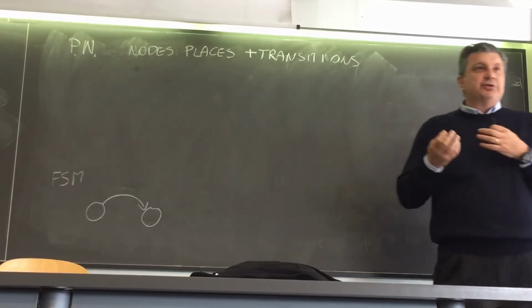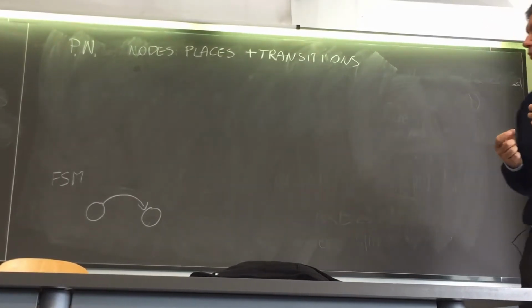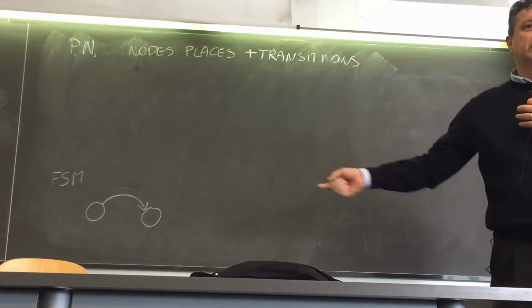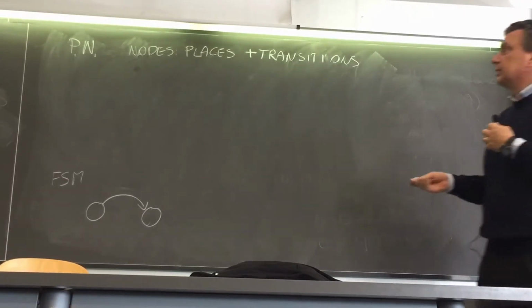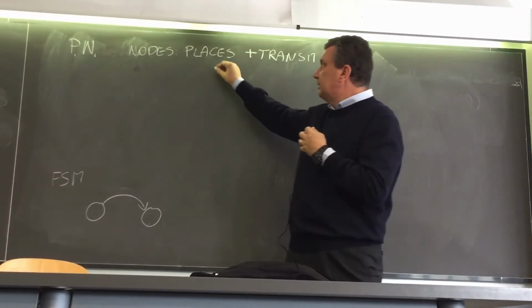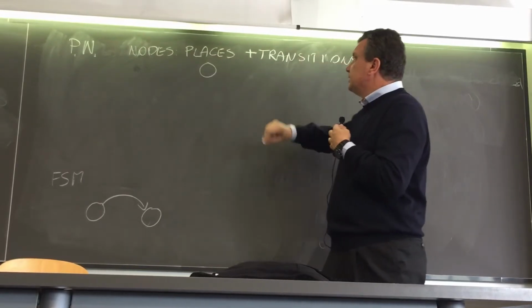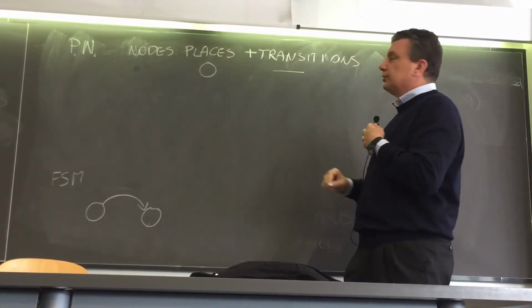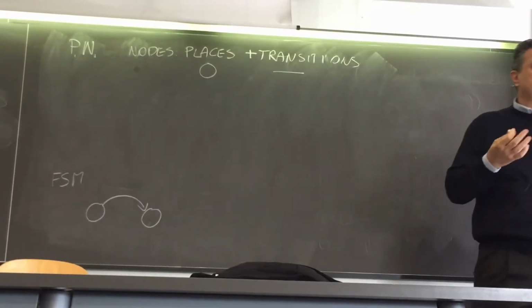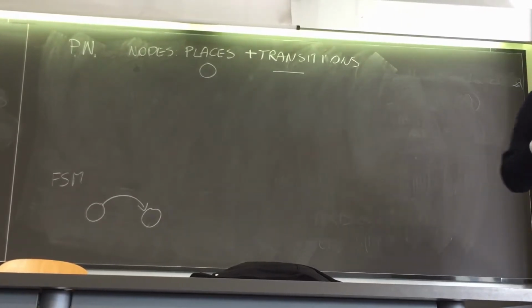The graphical notation is that for places we use again a circle. And for transitions we usually use a bar. So usually places are like this and transitions are like this. This is just a graphical notation, but the graph itself is a little bit more complicated.